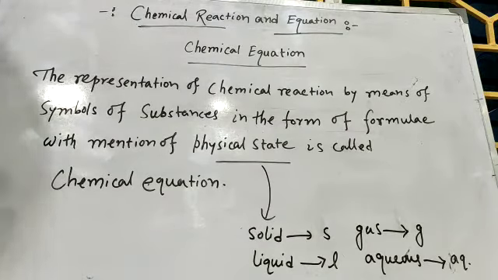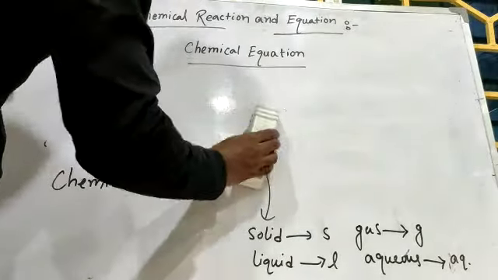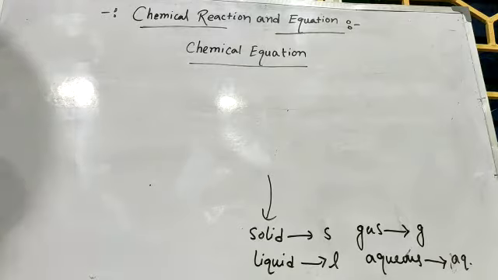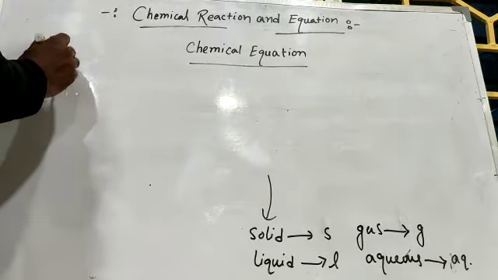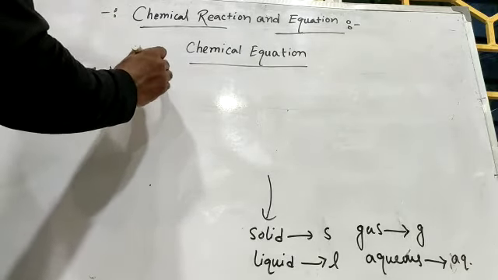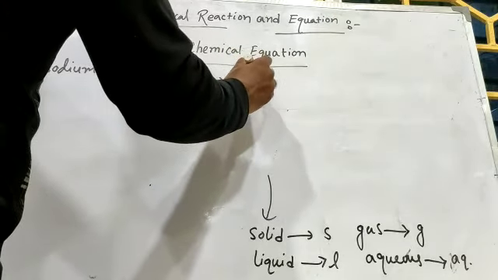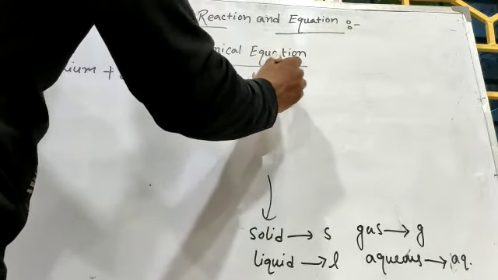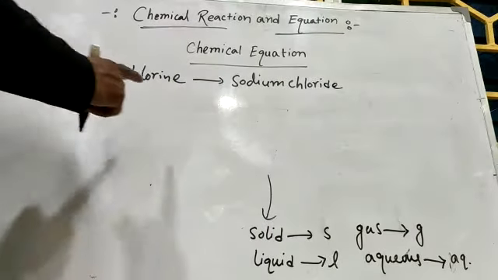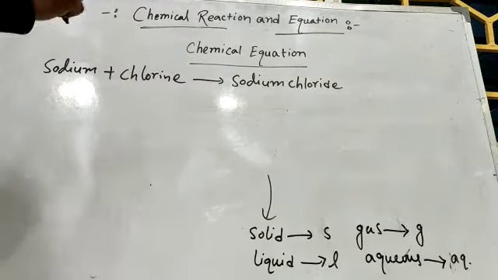Now take another example. We know sodium reacts with chlorine to form sodium chloride salt. This is a word equation, not a chemical equation. We convert the word equation to a chemical equation.